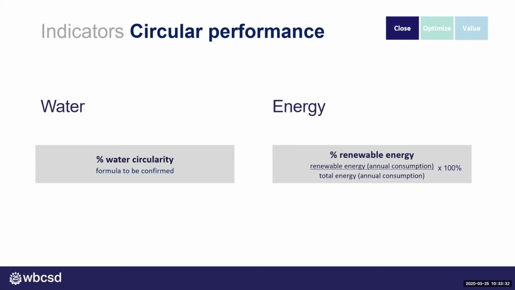The indicator for the percentage water circularity is in development, and a combined working group has been formed between the WBCSD Global Water Solutions Group and the Circular Metrics Group. The indicator is targeted to be launched in January 2021.